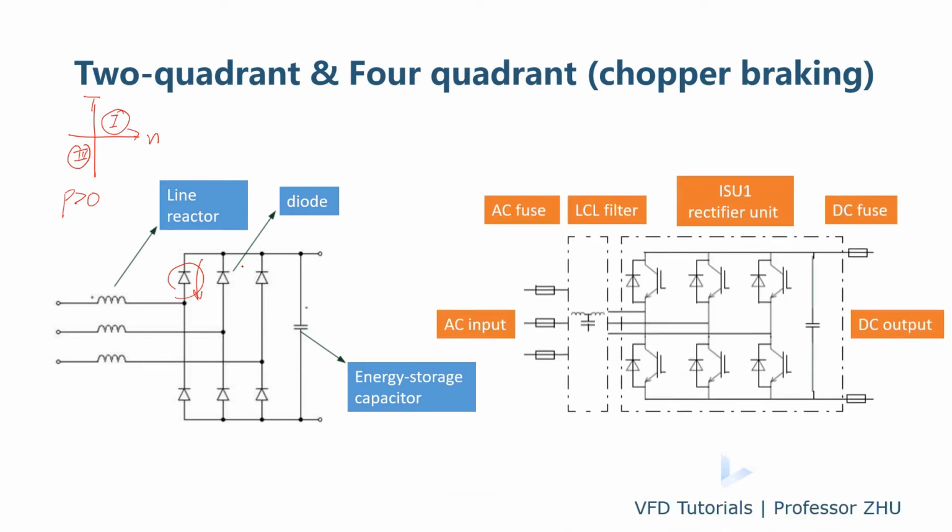If we want the drive to run in four quadrants with power regeneration, we need to use this kind of topology. For the rectifier, we use an IGBT rectifier instead of the diode rectifier. Here's the inverter, and here's the motor. If energy comes back from the motor through the inverter to the DC bus, we can regenerate and backfeed to the grid. So this is a four-quadrant drive.